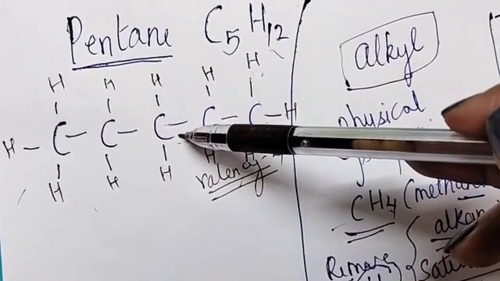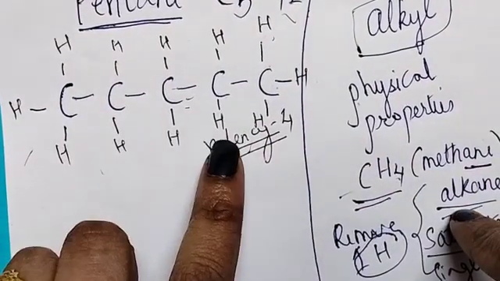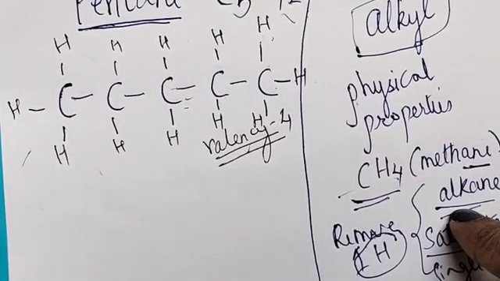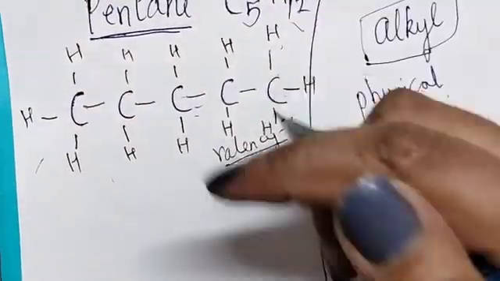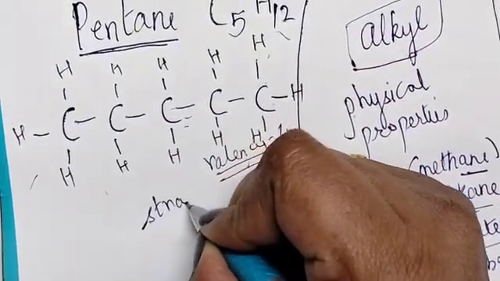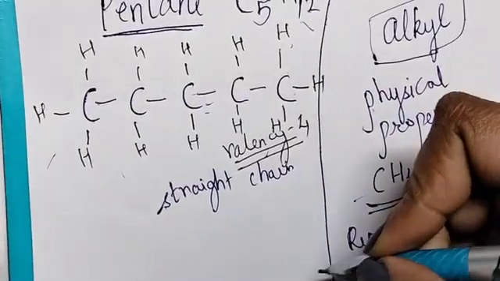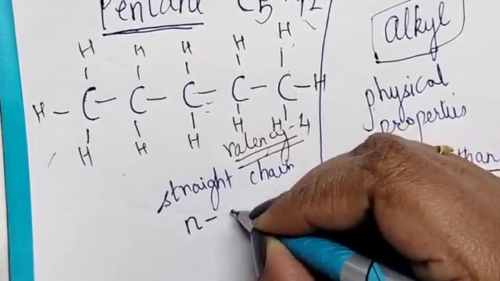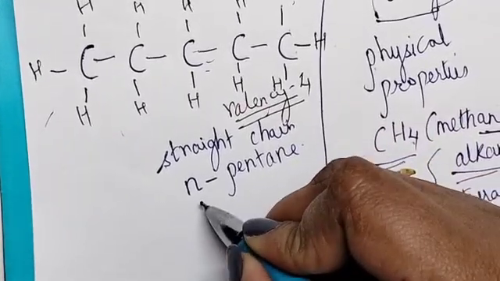All right, now understanding this kind of structure, you observe all the carbons are in a straight line. Yes, all of them are in a straight line, nothing crooked, nothing going here and there. They're all in a straight line. Such a type of structure is called a straight chain. Okay, and a straight chain is normally written as N-pentane. What is this N? Why do you call this pentane?